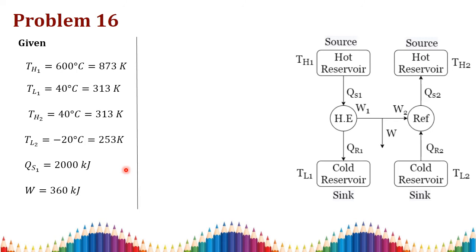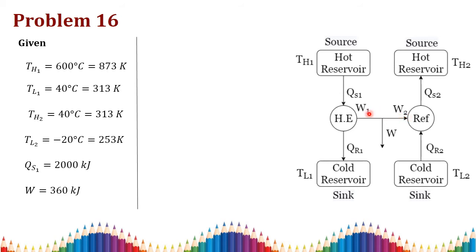So for better understanding, you can draw the diagram like this. In the previous case, the work done taken out from the heat engine was equal to the work for the refrigerator, but here they didn't mention this. The total work output W is given. So some amount of work is given to the refrigerator.